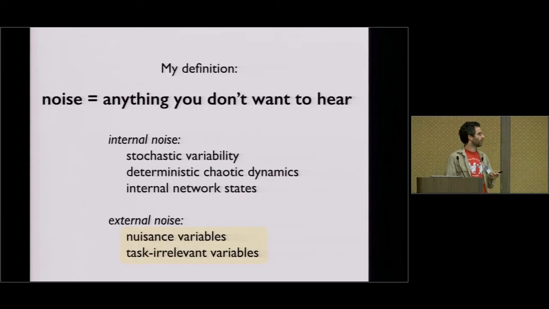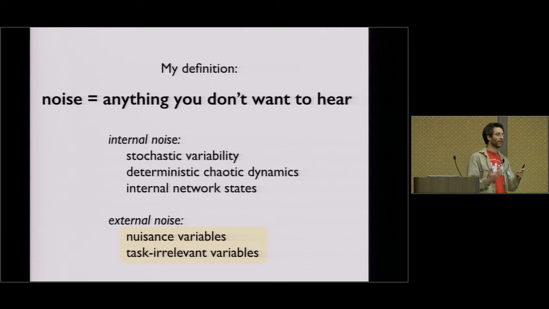So my definition of noise is anything you don't want to hear, maybe this talk. This includes all sorts of different things. There's internal noise, stochastic variability, chaotic dynamics, internal network states. And then I think the more interesting stuff here is the external noise, nuisance variables, task irrelevant variables, things that influence what you're seeing but are not relevant for the task.